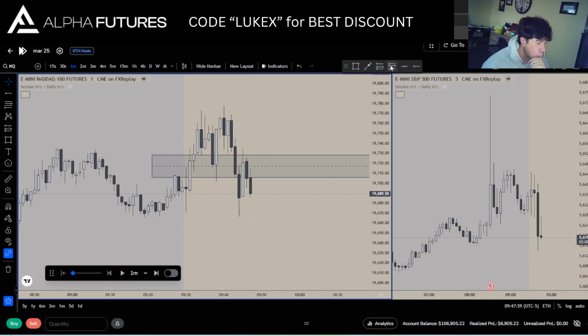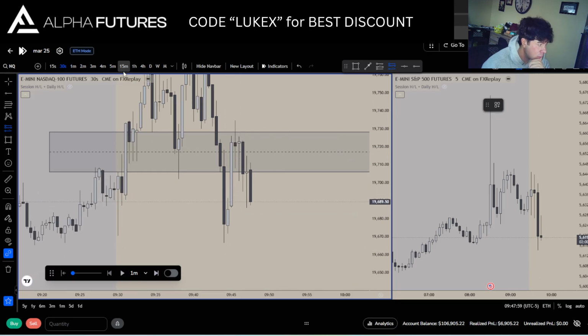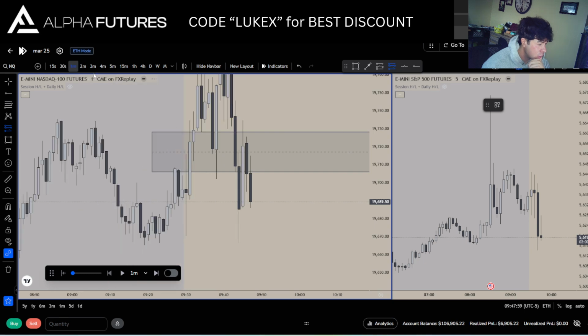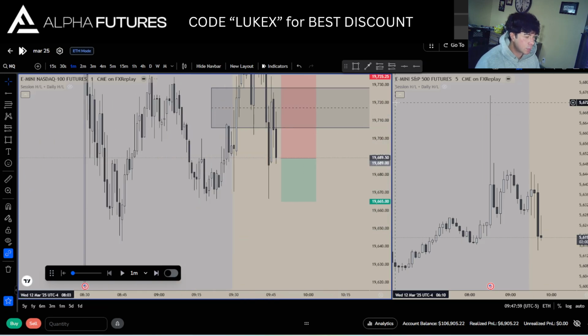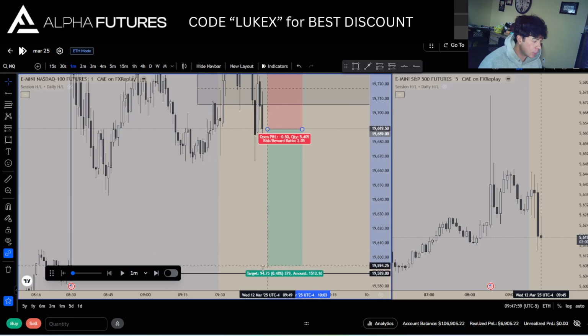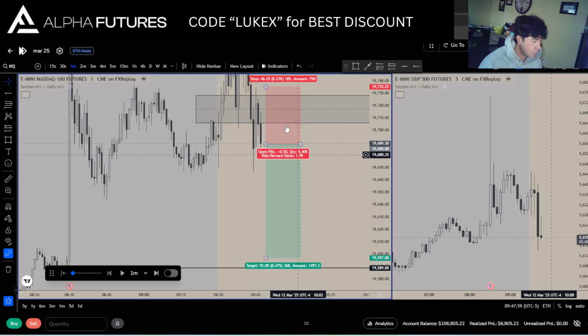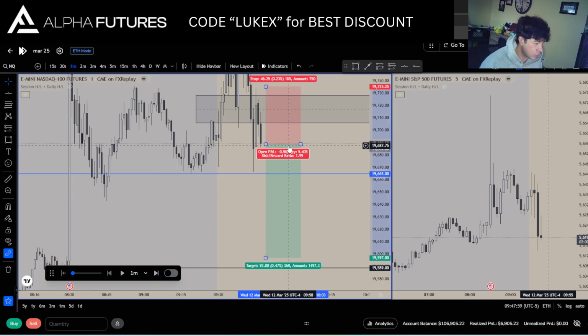I kind of like this for shorts, I'm not going to lie. Did we get the 30s? We got a 30-second inversion continuation model. Stops above these highs. I would go break even here, and then I'm targeting data lows. Before data lows, so I'm going to target like right there. And I'll go break even like here because we have equal lows. So let's try this out.